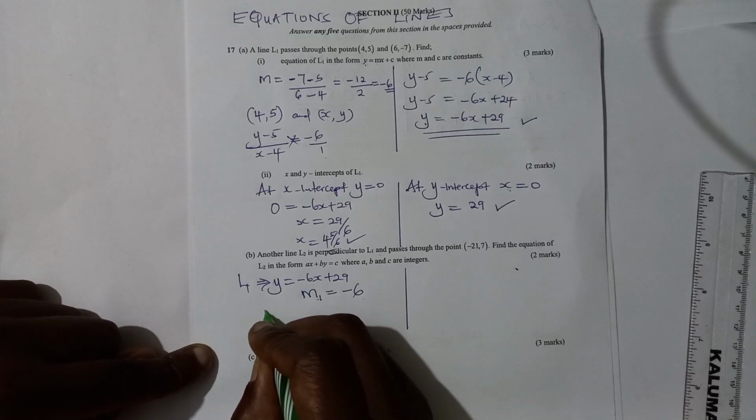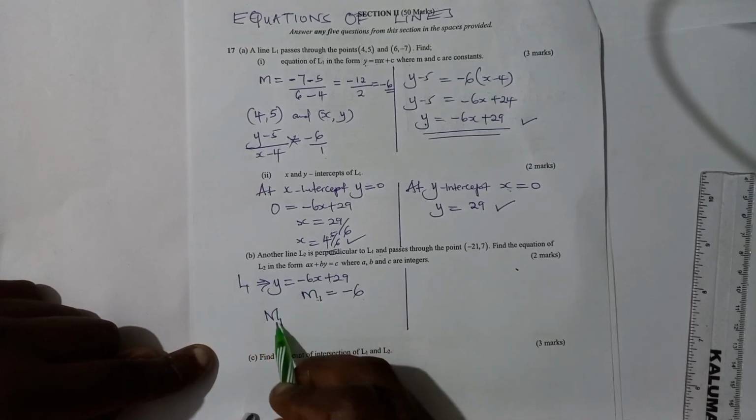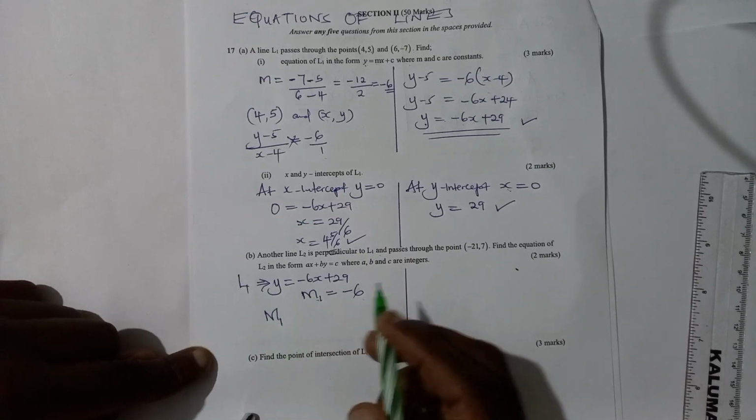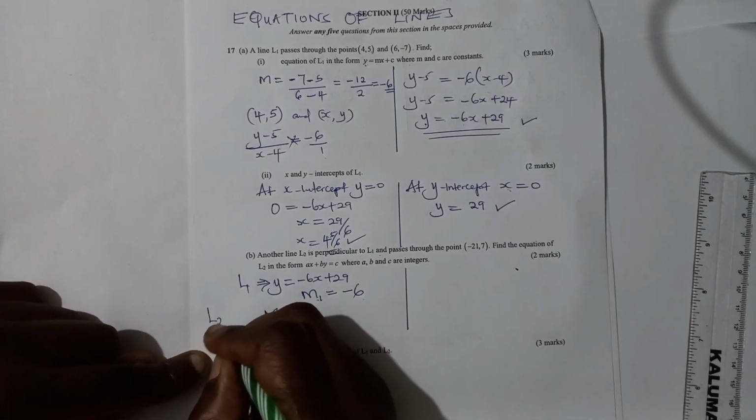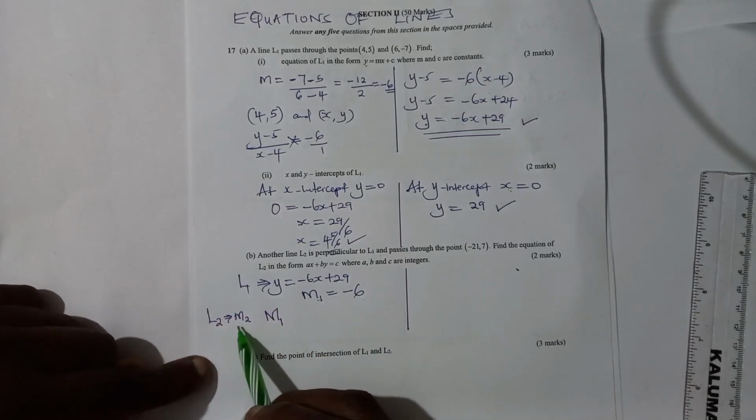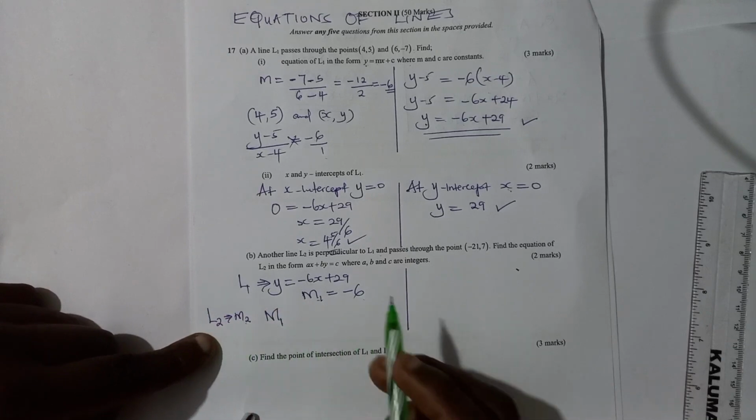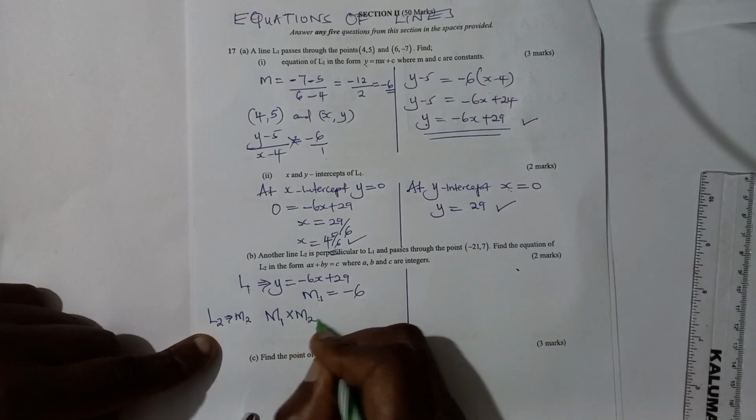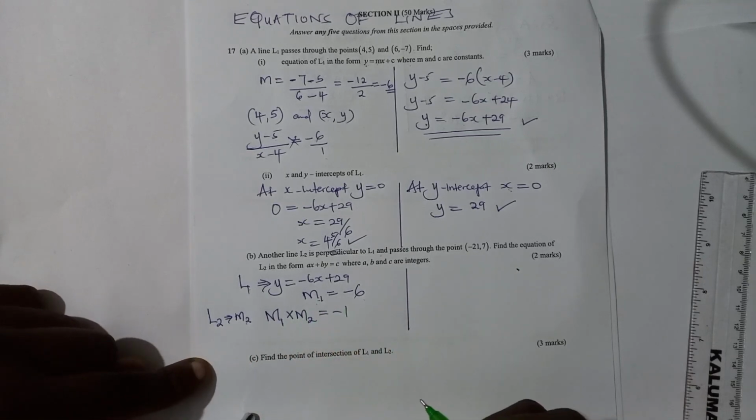So therefore, if two lines are perpendicular, we can take the gradient of line 1, which is L1, and let the gradient of line 2 be given by m2. Taking the gradient of line 2 to be m2 and gradient of line 1 to be m1, if I take m1 times m2, I should get -1. That is a very important concept: if two straight lines are perpendicular to each other, when you take the product of the gradients, you should get -1.